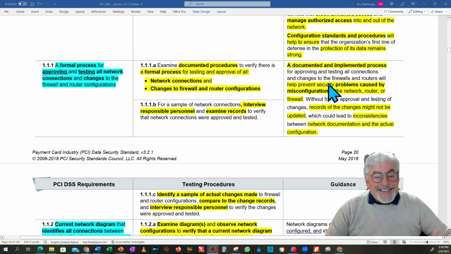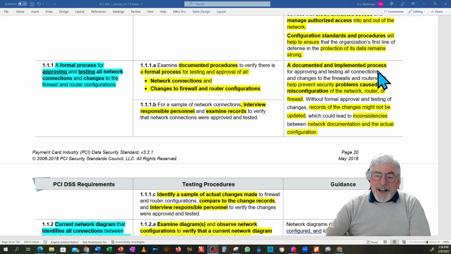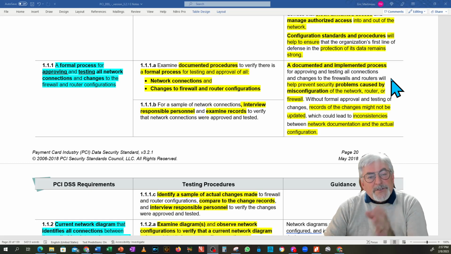So then, a documented and implemented process. Isn't that interesting? Not only does it have to be documented, but you also have to implement the process for approving and testing all connections and changes to the firewalls and routers. And this will help to prevent security problems caused by misconfiguration.